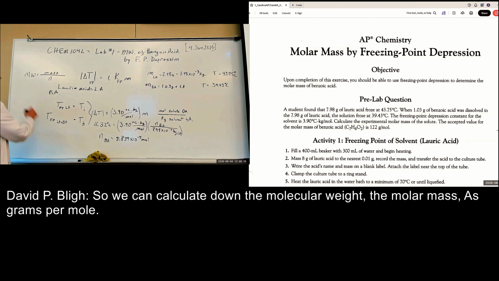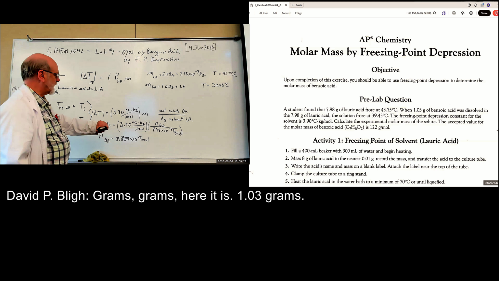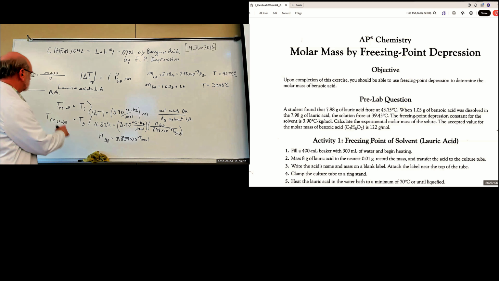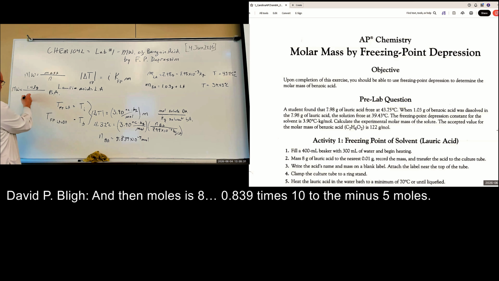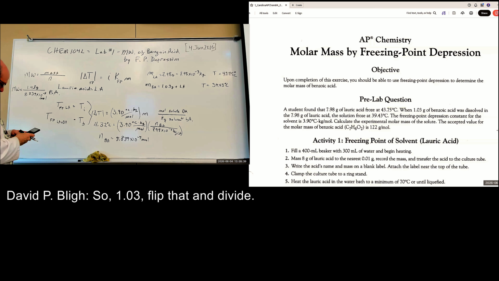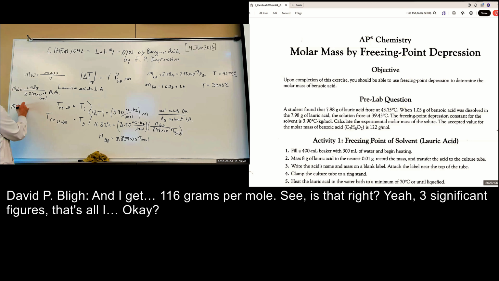Okay. So we can calculate now the molecular weight or molar mass as grams per mole. Grams. Here it is. 1.03 grams. And then moles is 8.839 times 10 to the minus 5 moles. So 1.03, flip that and divide. And I get 116 grams per mole. See, is that right? Yeah, 3 significant figures. That's all I got.